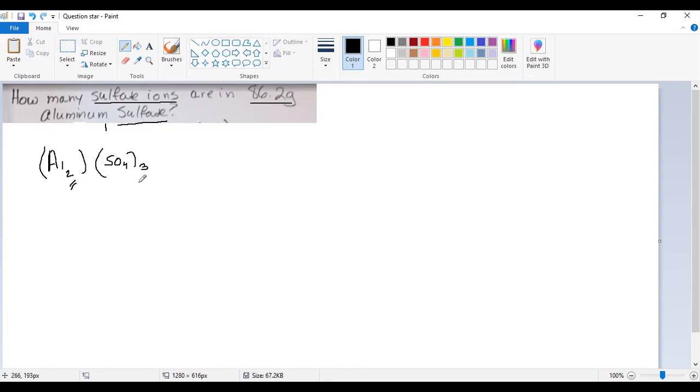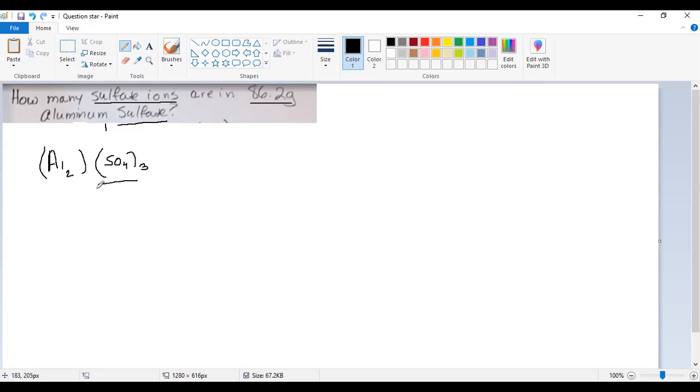So for every 2 aluminum ions or atoms, you would need 3 SO4 in order to balance out the charge. That is essentially a ratio here, but we're not actually talking about ratios. Instead, what we want to do is find how many sulfate ions are in 86.2 grams of aluminum sulfate.